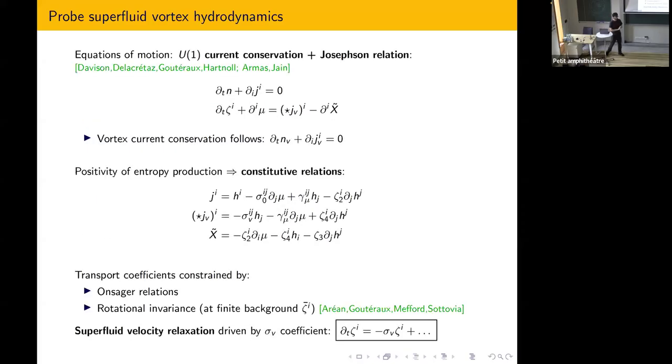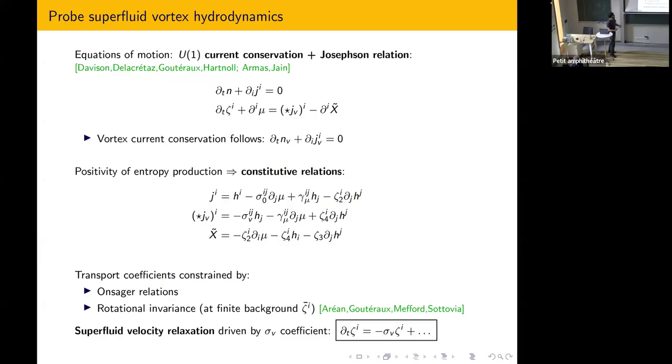The equations of motion that we're going to use are charge conservation and the Josephson relation. Usually there's no right-hand side, but based on the previous definition of vorticity, we can see that there's the vortex current entering on the right-hand side of the Josephson relation, and we also have finite temperature dissipative corrections denoted by chi tilde. From this equation, we can see that the vortex current is conserved for the total net vorticity. It's always zero in our case.